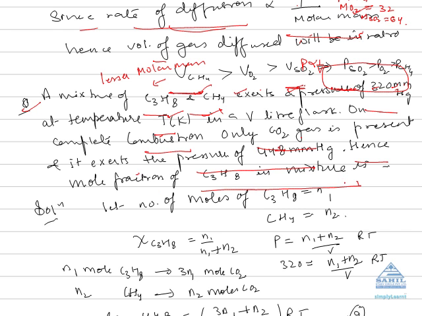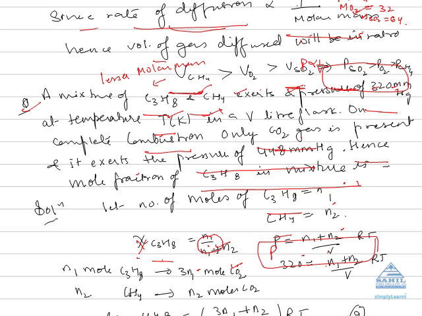First, let us take the number of moles of C3H8 as N1 and CH4 as N2. As we know, the mole fraction of C3H8 is equal to the number of moles of C3H8 over the number of moles of C3H8 plus the number of moles of CH4. Now the pressure is equal to N1 plus N2 over V into RT. This is the ideal gas equation, as we know.